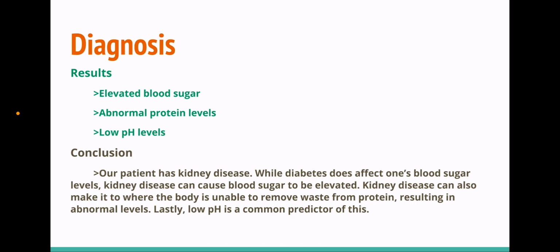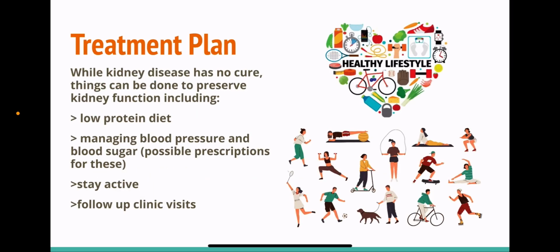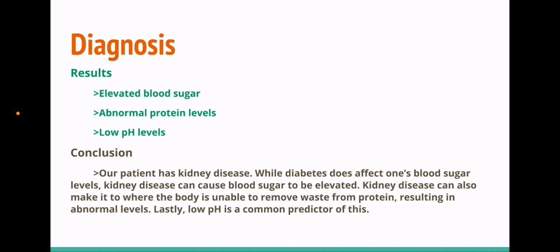So we have to tell Jane Doe that she has kidney disease, and she's going to ask us, okay, what can I do about it? So we'll give her a treatment plan. Unfortunately, kidney disease doesn't have a cure, but our patient is 25 years old. She's still young, so we're going to do what we can to preserve her kidney functioning in the way that it normally would. First of all, I'm going to recommend a low protein diet. As seen before in our research, it makes it to where the body is unable to remove waste from protein.